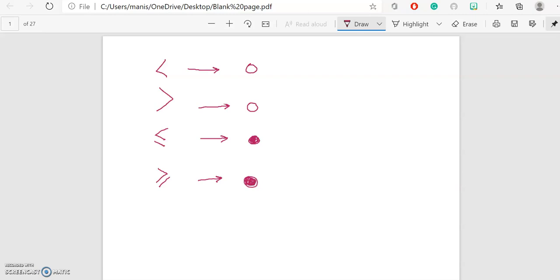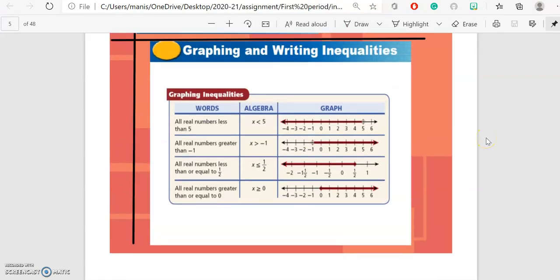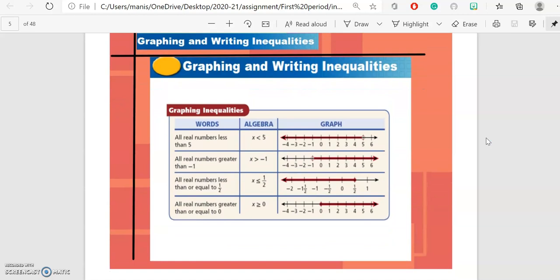So in upcoming slides, we will go over some examples. Okay, now let's see some more examples which are related to graphing and writing inequalities.